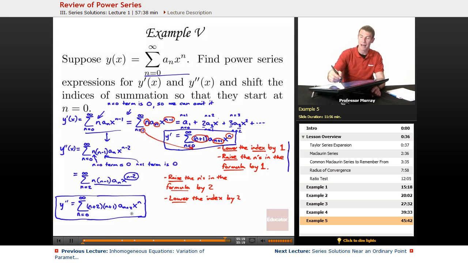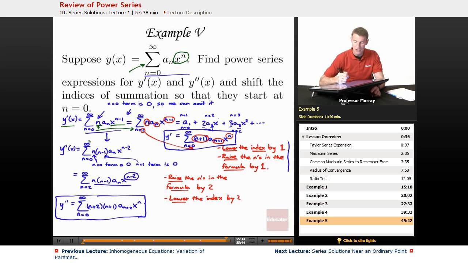But let me recap how we obtain those formulas. We started with y prime of x. I took the derivative of this. So the derivative of x to the n is n x to the n minus 1. And then I noticed that the first term, that n, would just be 0 anyway, so I dropped it out. So I started at n equals 1 instead of n equals 0. I'm dropping off the n equals 0 term.